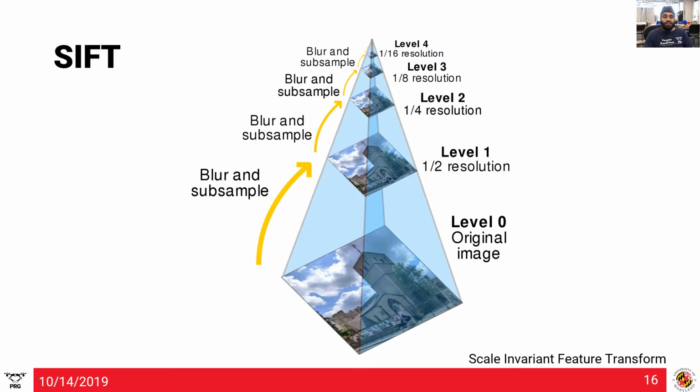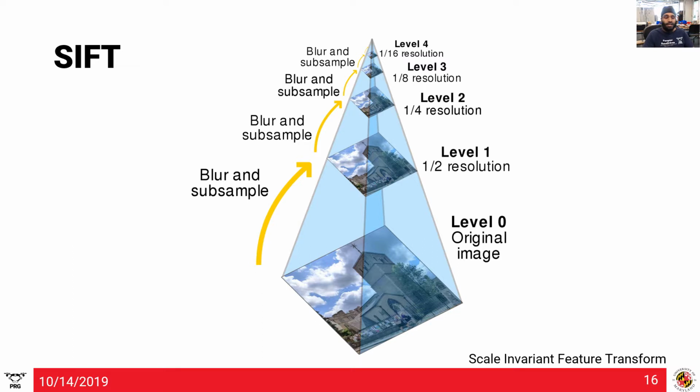The idea of SIFT is you take an image, you blur that image and subsample it to half the resolution. You do it again, and again, and again. You keep doing it at multiple levels. This is called a pyramid structure way to find features, and it is very commonly used in computer vision.